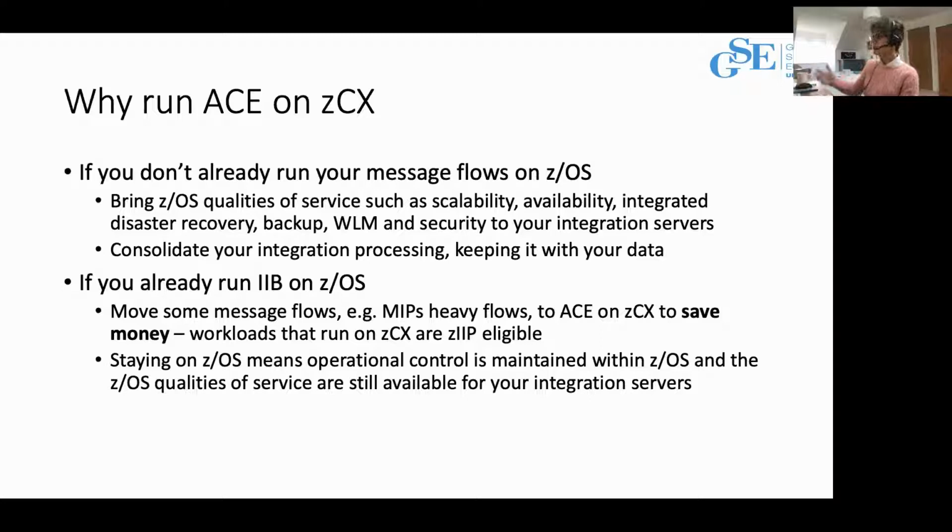But workloads that run on zCX are zIIP eligible. And depending on what you're doing in your workload, they say you can get up to 98% zIIP offload, but typical workloads seem to be around 95%. But still, that's 95% free processing. So that would save quite a lot of money, especially if it was a MIPS heavy flow.